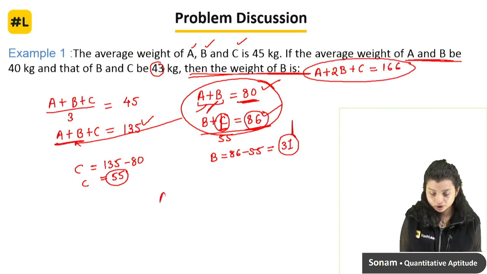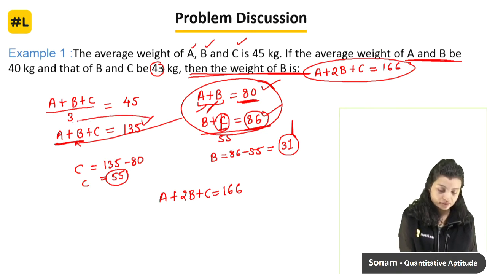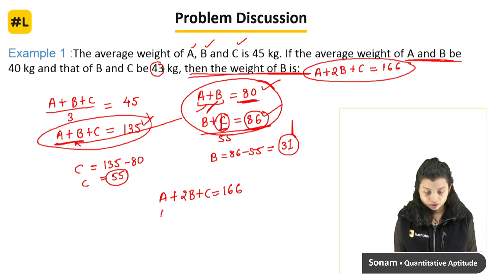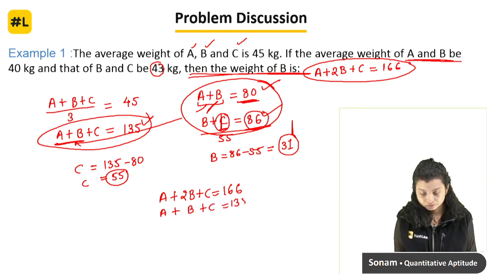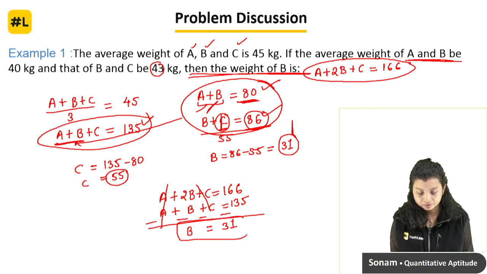So I will get an equation A plus 2B plus C is equals to 166, and then I can subtract my first equation from it. So I can subtract this from it. Okay, you know how to subtract equations, right? So A minus A will be cancelled out. 2B minus B will be B, plus C minus C will be cancelled out, is equals to, if I subtract it, I will get 31.